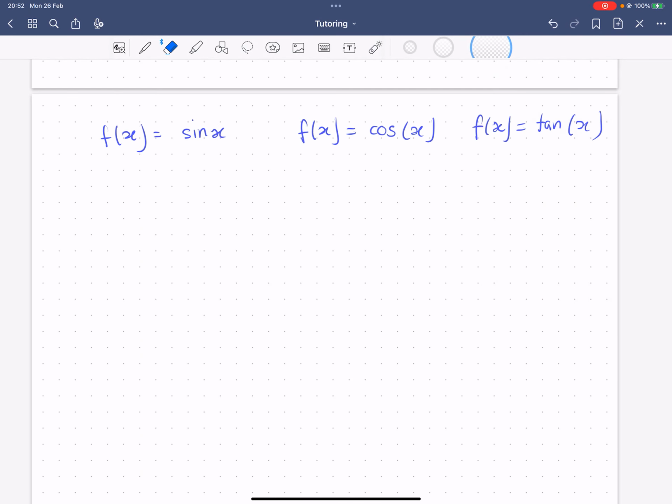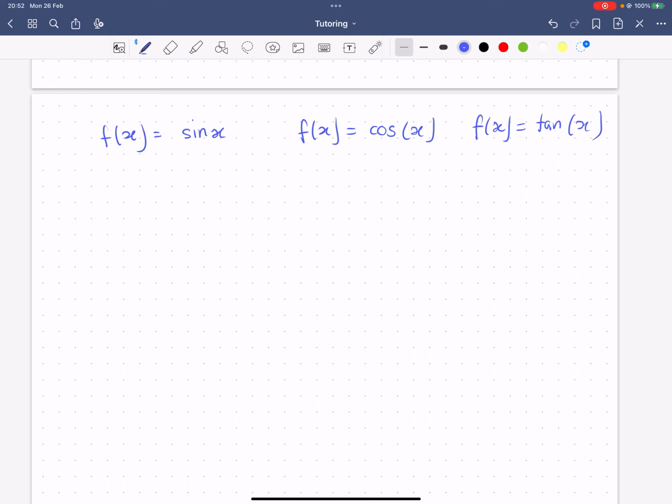Okay. Today we're going to have a look at the differentiation of trigonometric functions. Now, we've seen in the past how to differentiate normal functions such as x squared or x cubed or e to the power of x. And there are simple rules such as the power rule or the quotient rule or the product rule or the chain rule that can help us differentiate these functions.